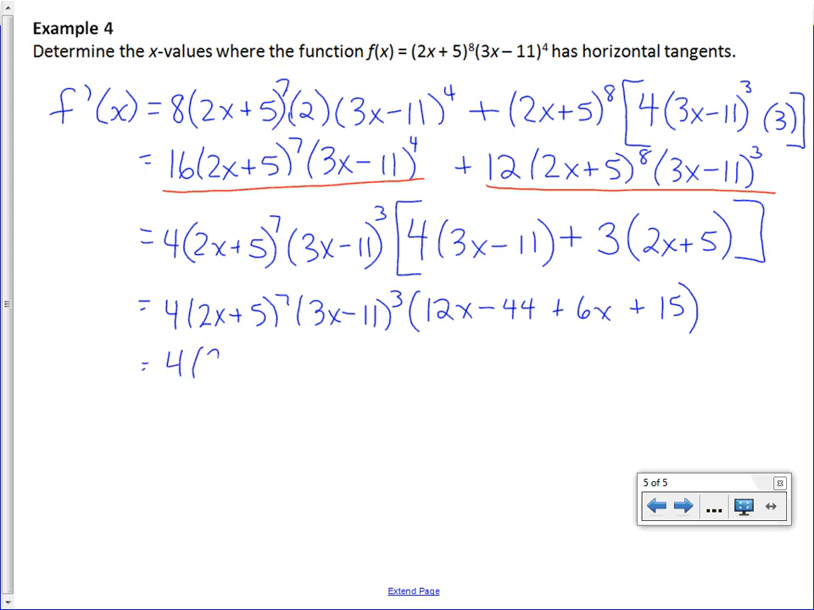So 4, 2x plus 5 to the 7, 3x minus 11 to the 3. And what's left over here? 12x plus 6x, 18x. Negative 44 plus 15 would be negative 29. Agreed? Confirm with a calculator. I think that's right.